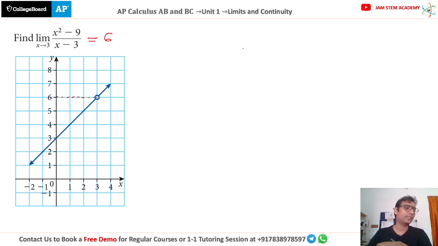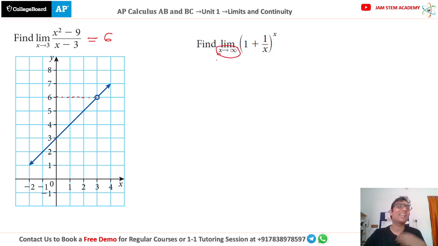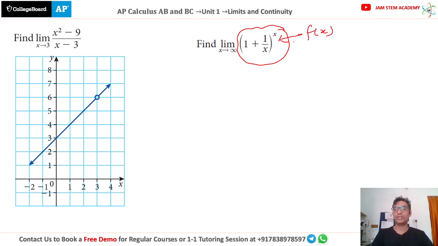Okay, if they give you a limit and ask you to find the value of this limit using the tabular method, you can use your GDC. For example, limit x approaches a very large number, x approaches infinity. You cannot directly substitute infinity in the GDC, right? So you have to choose a very large number. For this function, (x plus 1) over x. This is your f(x) that you can use in your GDC.